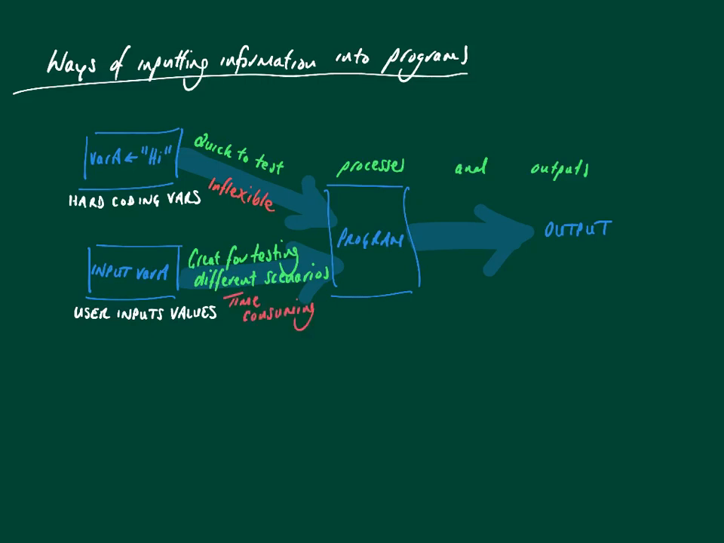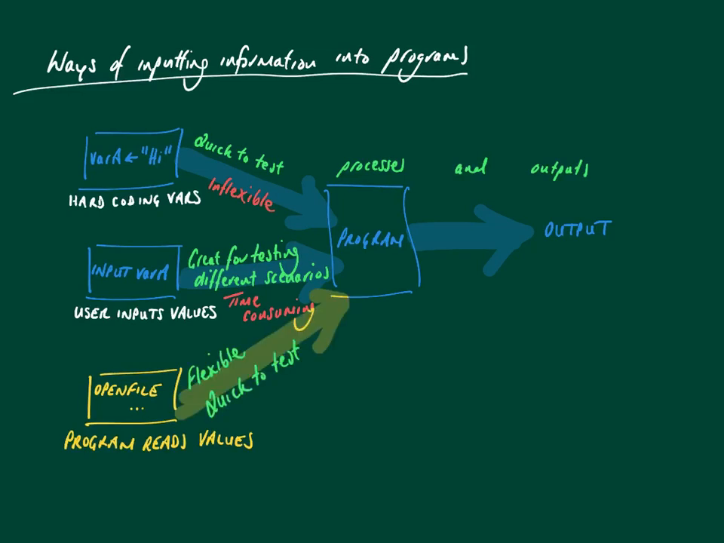So you can then use inputs, which is where the user inputs the values, and that's great for testing different processes and different outputs. But it is quite time consuming because every time you run the program, you have to input values. And sometimes these are the same values.